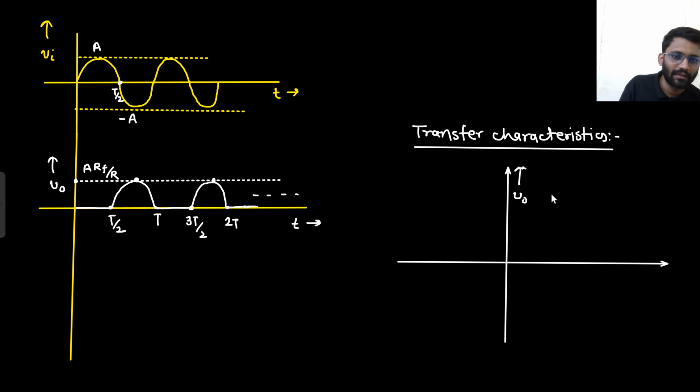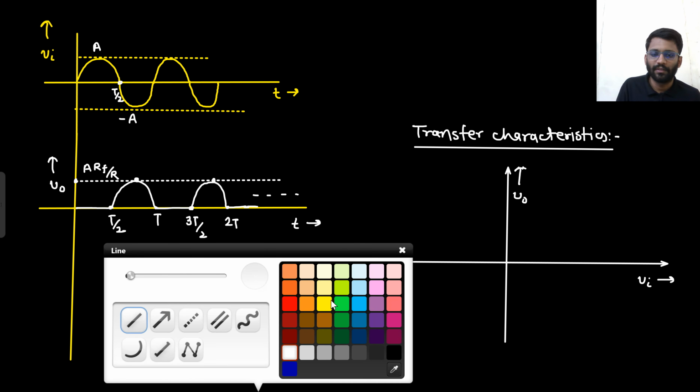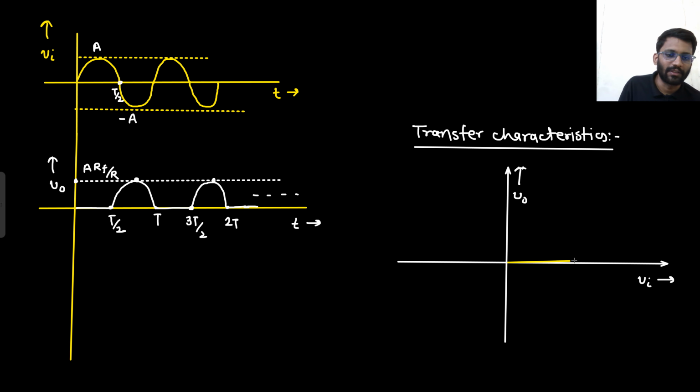V naught versus V in. For V in greater than 0, your V naught was 0 only. So I can make it like this.